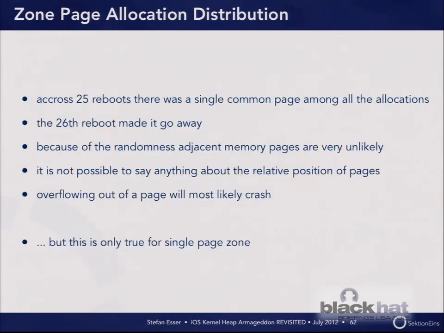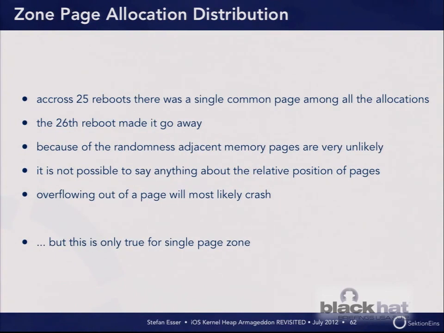So the next thing I did was to check if the memory pages that are returned are common. So is there one page or a set of pages that is returned in all 25 reboots? And in 25 reboots, I found one page that was always allocated. The problem was then I tried this 26 times and it was not allocated. So basically that means you cannot have one fixed address that you maybe hard code, and you cannot ensure that with a lot of allocated memory that you actually have allocated this piece of memory. So heap spraying is basically not really feasible.